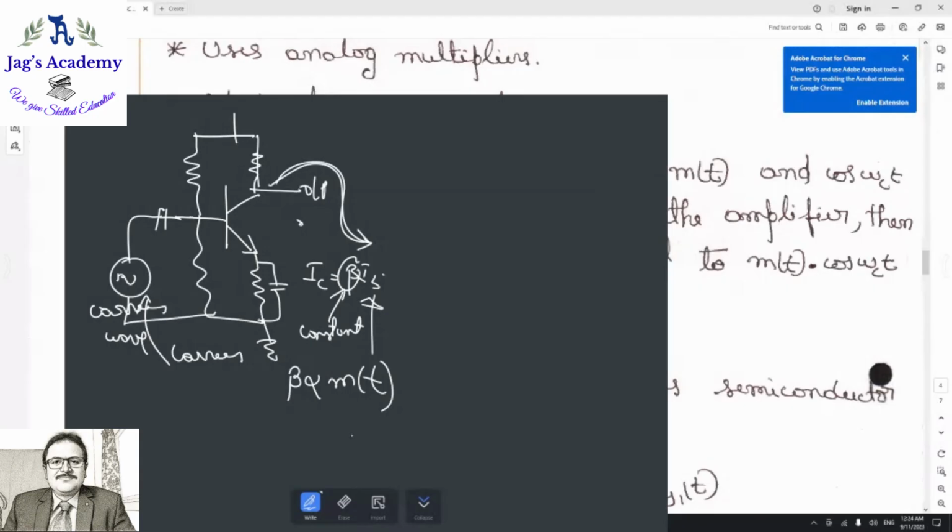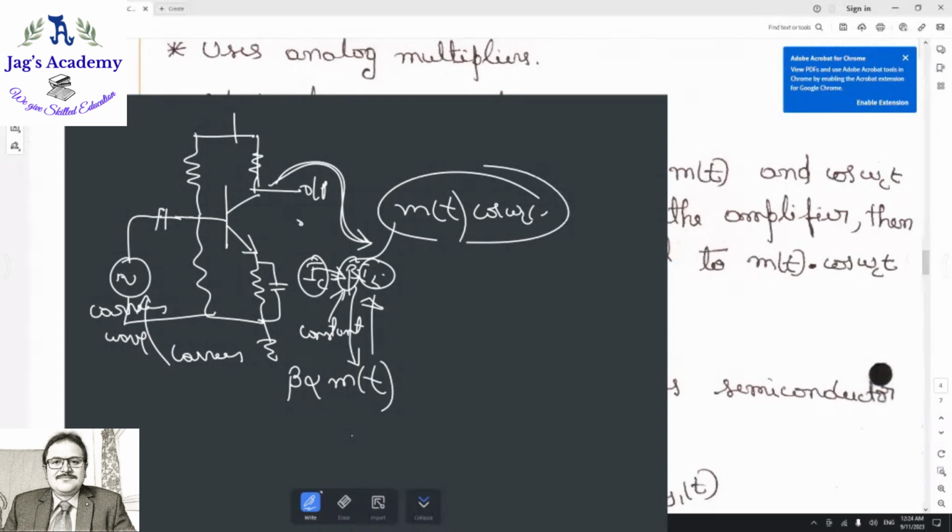So this variable gain amplifier, what it does is, this beta we are making proportional to m of t, right? And you can see the collector current is also proportional to this beta times IB, and beta is proportional to m of t, yes or no? I told you, in a variable gain amplifier, we are making beta proportional to m of t. What is your IB? IB is proportional to cos omega ct, right?